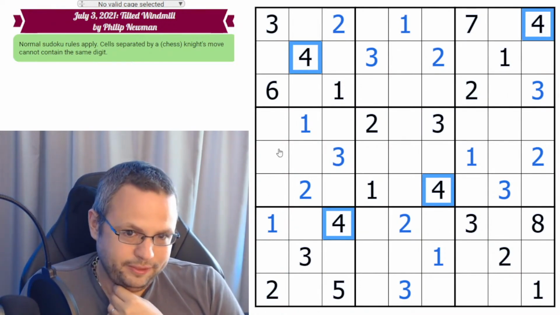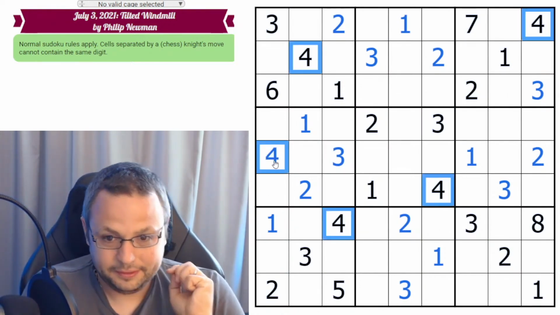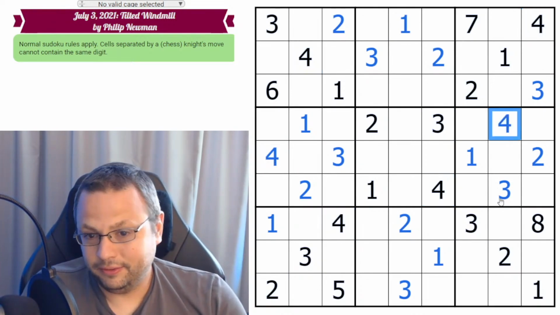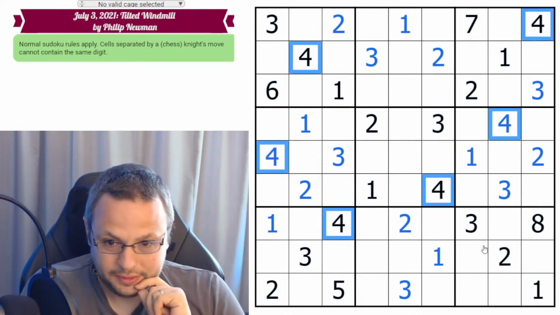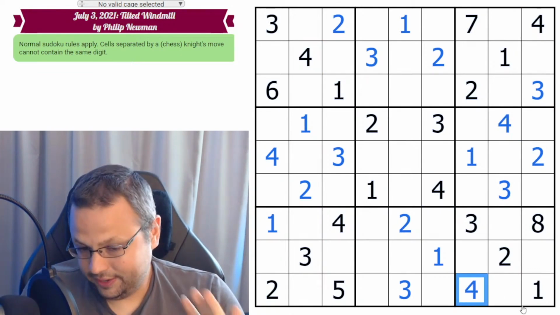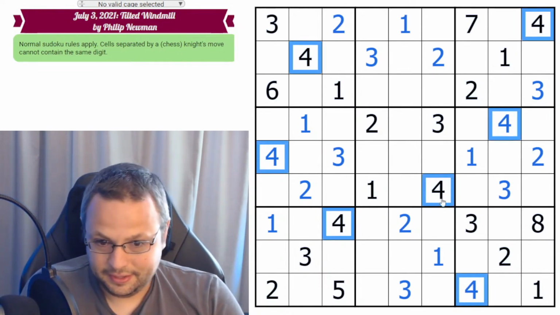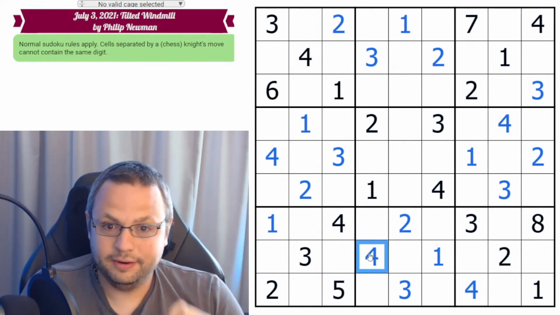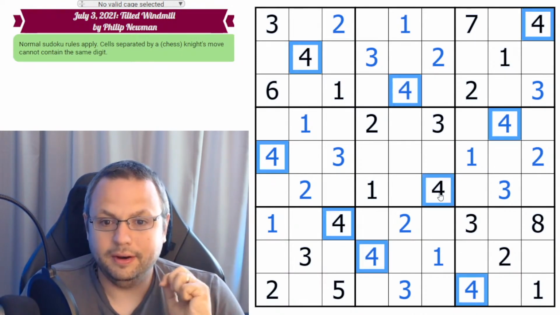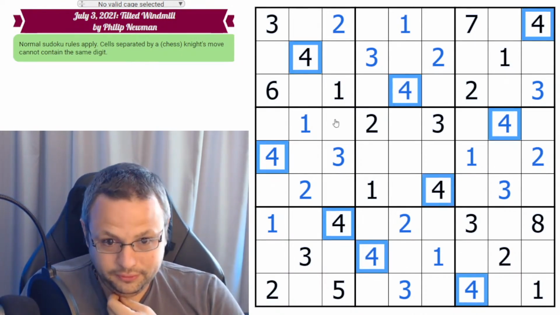4s. Well, 4 in this box only goes here. 4 in this box only goes here. 4 in this box only goes here. And that's all the 4s.